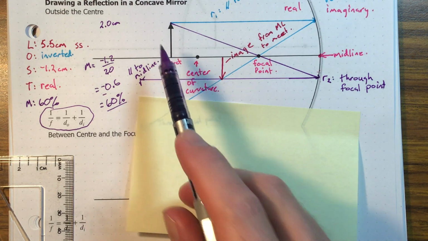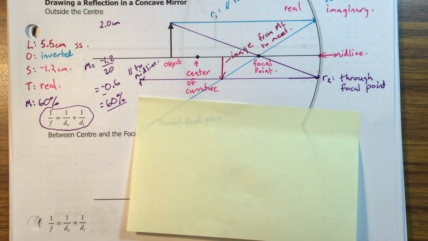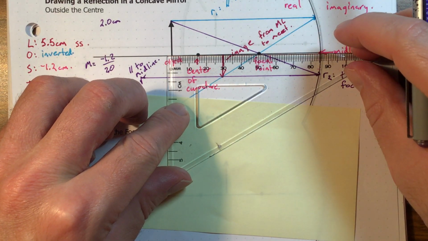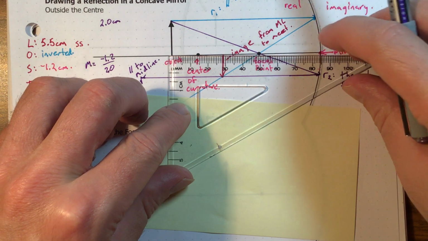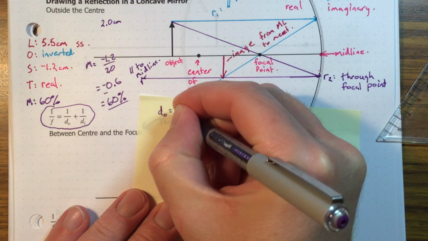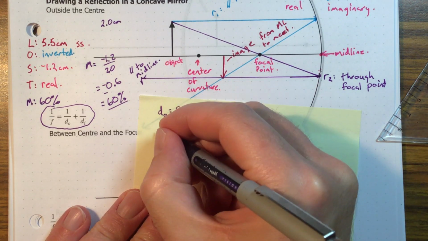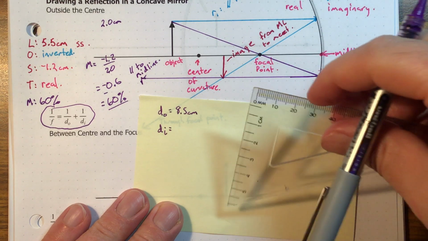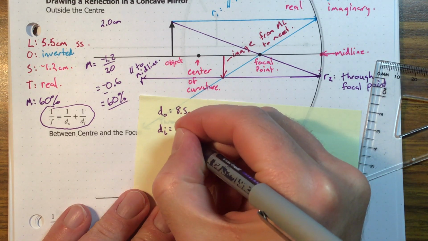We're going to take our distance to the object, and our object is, what, 8.5 centimeters away. Distance to the object is equal to 8.5 centimeters. And the distance to our image is equal to 5.5 centimeters.